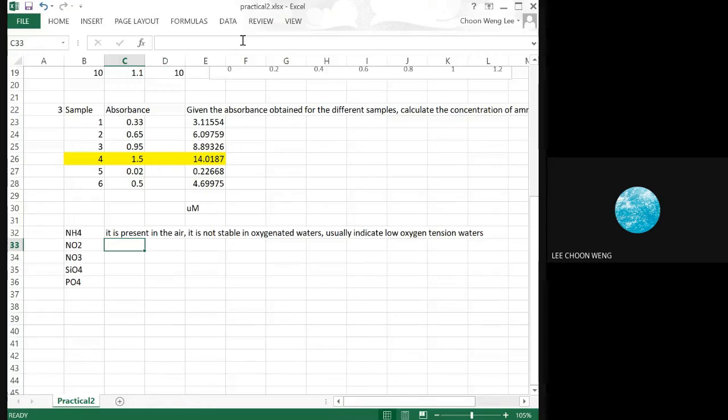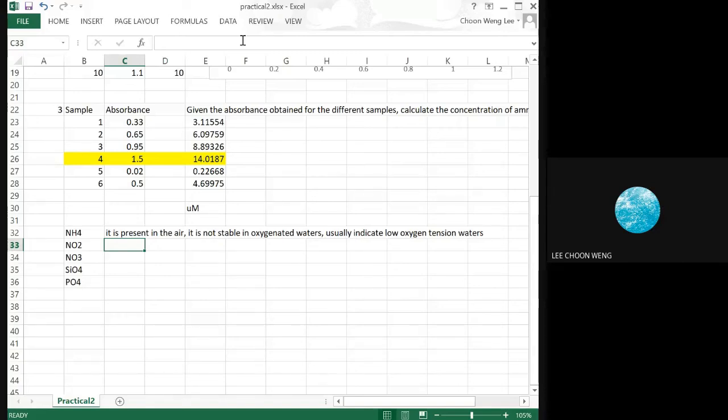Okay? That's why also when we keep samples for preservation frozen, we try to reduce the head space, which means the volume of air in the bottle. We reduce the head space so that there is less contamination from the air.